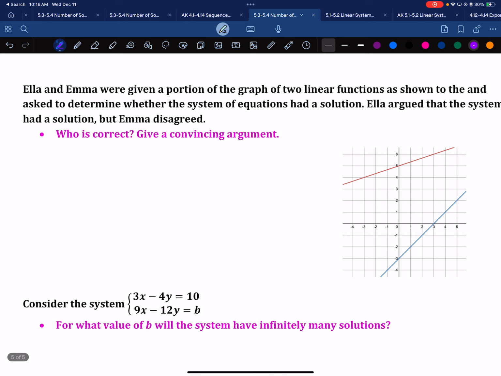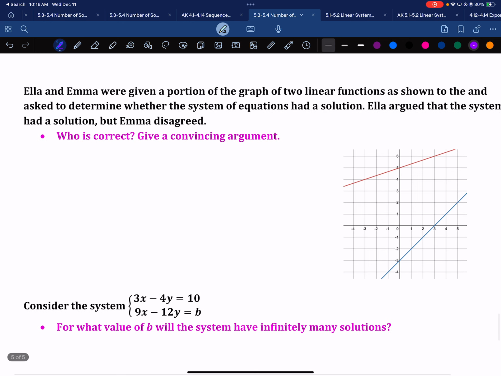Michelle, was it Michelle that asked that? Did you ask that about the arrows? Michelle asked an important question, she said, should we assume they're arrows? Because there is this word here, there's a portion of the graph of two linear functions shown. That means that we're only shown a piece of it, right? So because we're only shown a piece of it, we should assume that there are arrows.